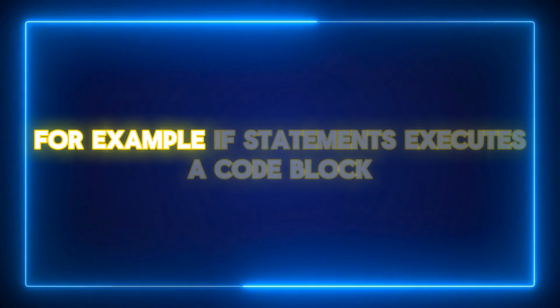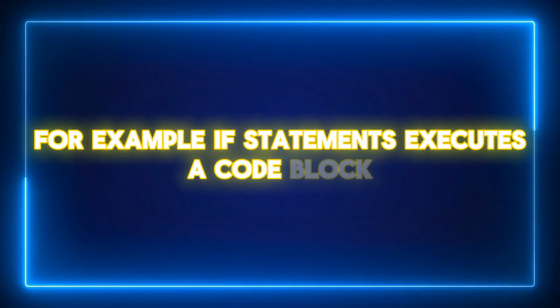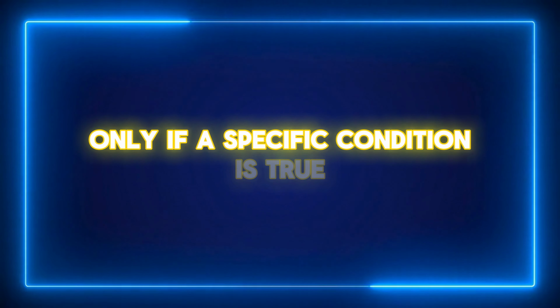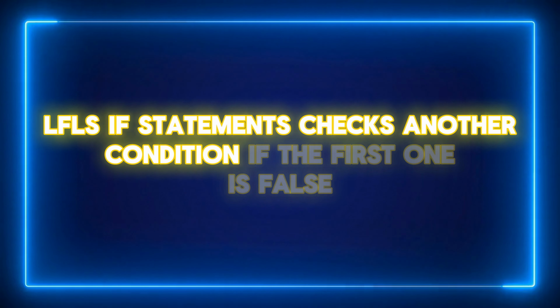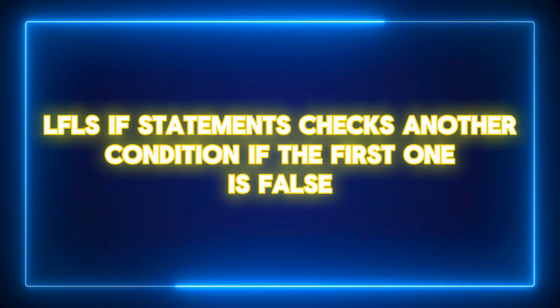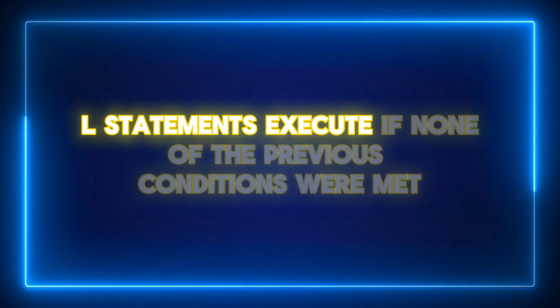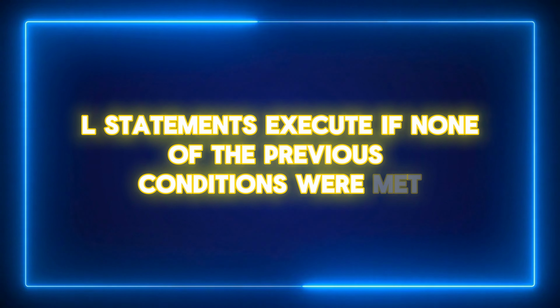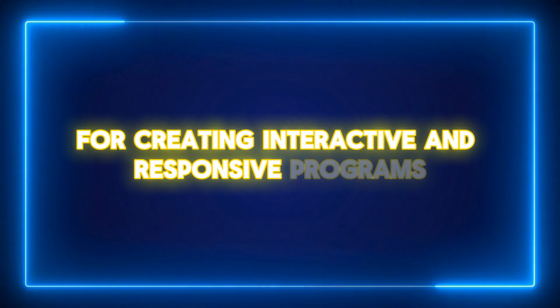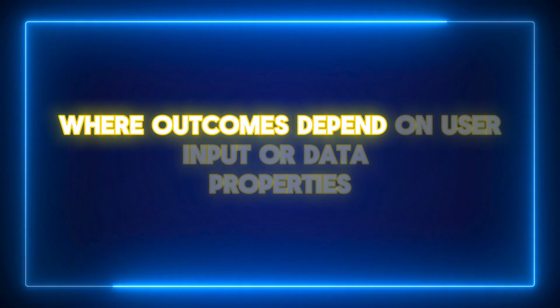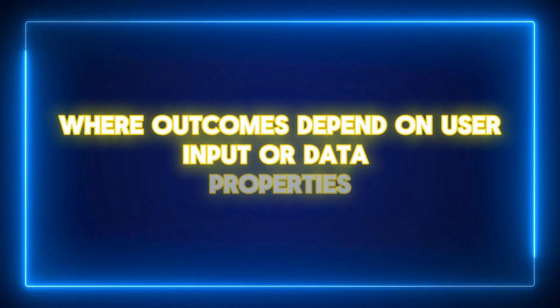For example, an if statement executes a code block only if a specific condition is true. An elif, else if, statement checks another condition if the first one is false. An else statement executes if none of the previous conditions were met. Conditionals are crucial for creating interactive and responsive programs where outcomes depend on user input or data properties.